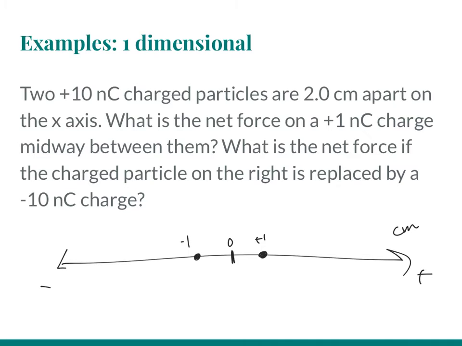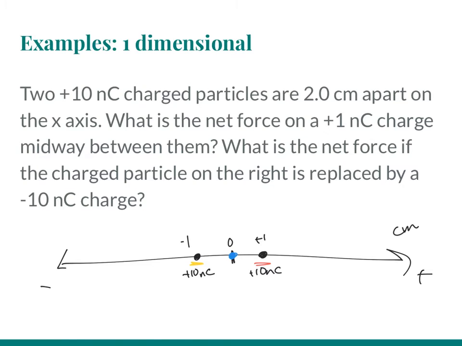Okay, so we're going to have another charge. I'm going to make this one blue, right here. We're finding the net force if a 1 nanocoulomb charge is placed midway between them. So we've got 2 things to figure out: the force from the right particle and the force from the left particle, and we need to write down their charges. The ones that are 2 centimeters apart are both positive 10 nanocoulombs.